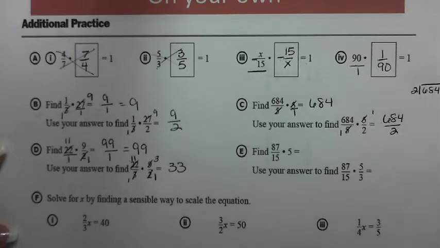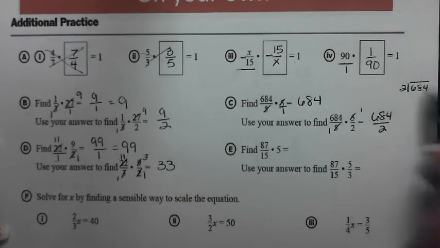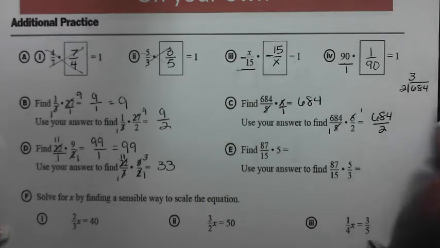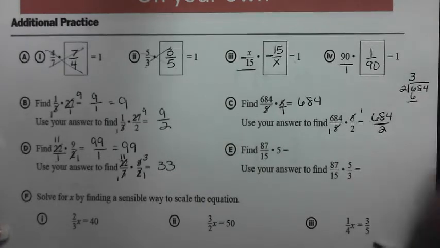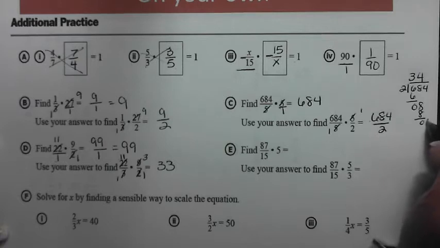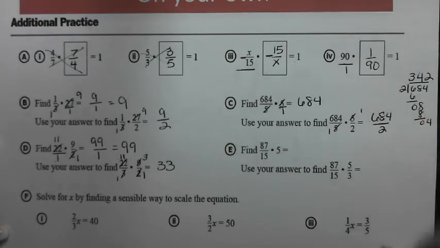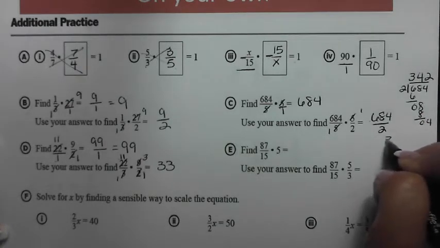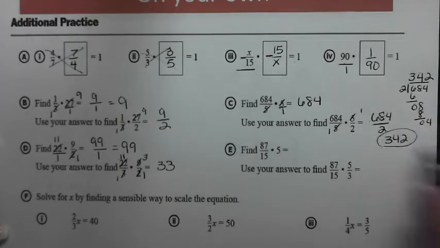684 divided by 2. 2 goes into 6 3 times. Bring down the 8. 2 goes into 8 4 times. Bring down my 4. So your answer here is going to be 342.